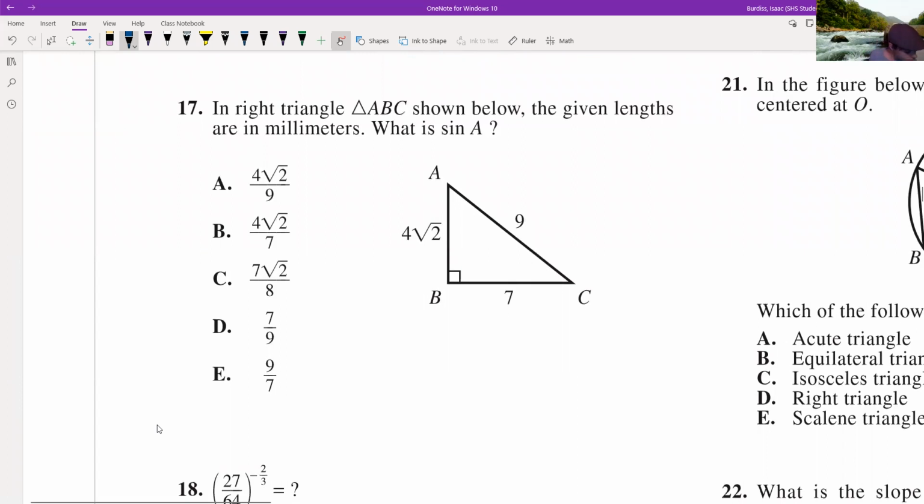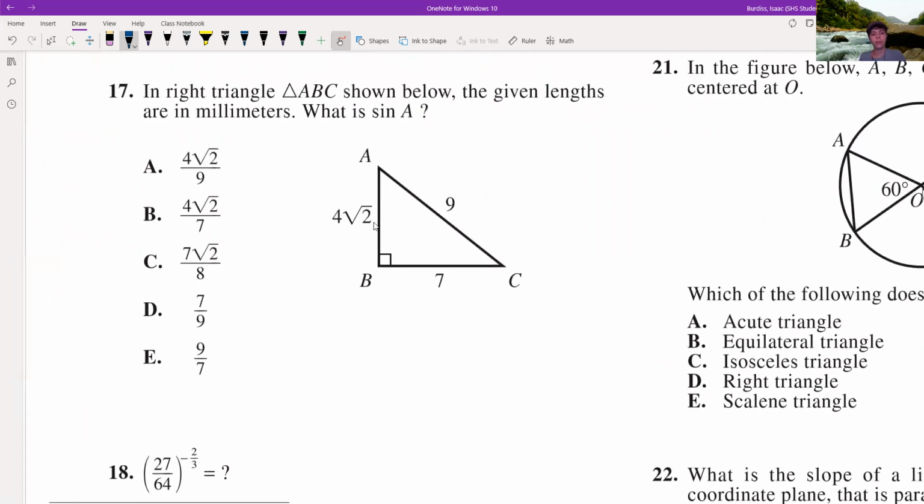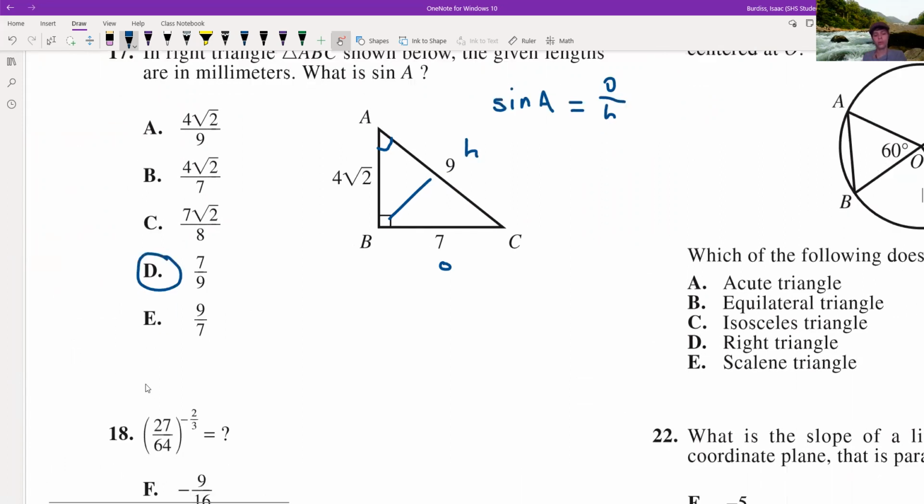Okay, what about this thing? Okay, trigonometry. What is sine of A? Sine of A is what we want. And sine by SOHCAHTOA, we know, is O over H, opposite over hypotenuse. So opposite is always the thing opposite of it, so that's 7. Hypotenuse is always the side across from the right angle, also the longest side. So 7 over 9. That one was a simple one.